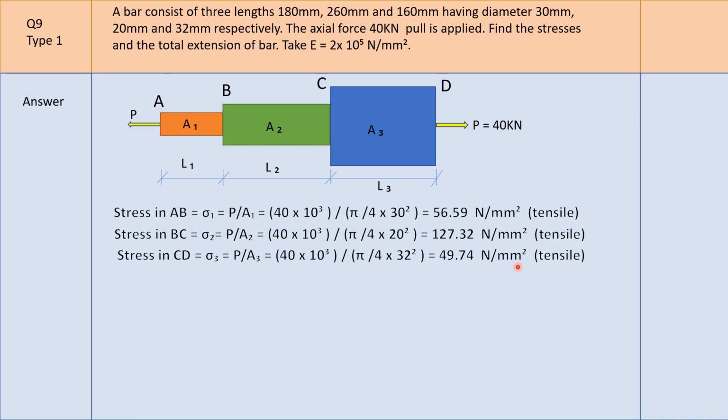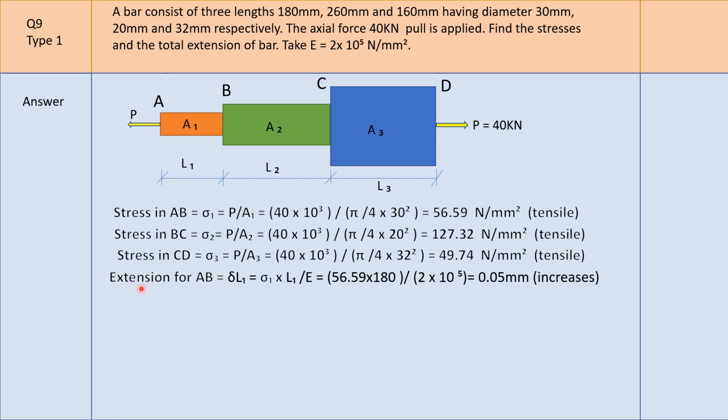Now let us calculate the elongation or the deformation of the bar. Now here force is tensile, so there will be increase in length or there is extension of the bar AB. Now delta L1, we will use the formula sigma 1 into L1 divided by E. Now E is same for full length of the bar AD, so we will call it E only.